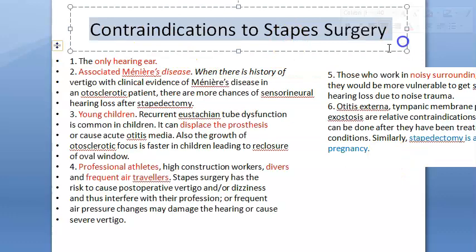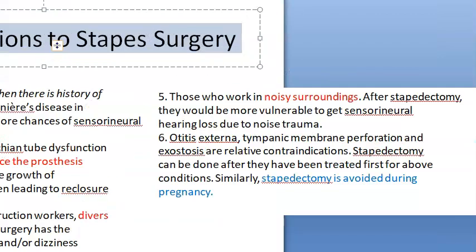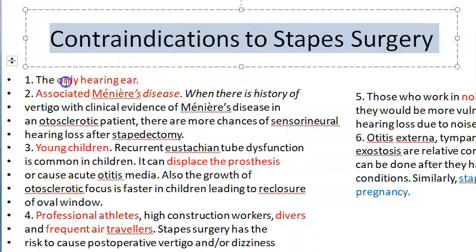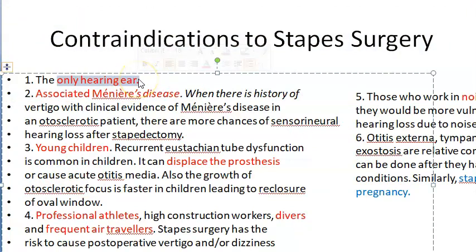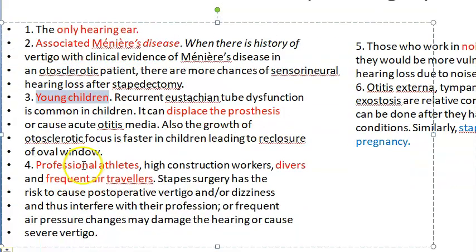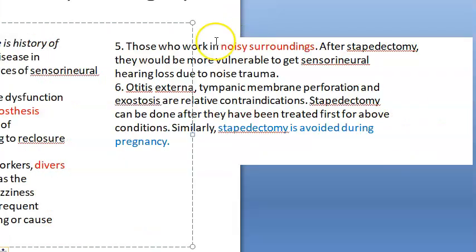Okay. For whom you won't do the surgery. Basically, if they have hearing in only one ear and the other ear is not working, then you don't do this type of surgery, okay? If they have Meniere's disease and all, don't do the surgery. Young children, don't do the surgery, their prostheses and all can get displaced. If people are professional athletes, divers, frequent air travelers, don't do the surgery because the pressure change and all may affect, okay? Then it may cause vertigo in them.